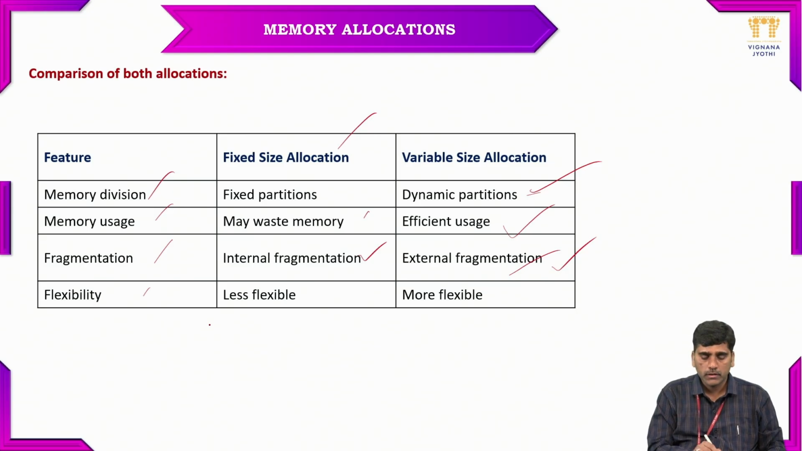And flexibility. Fixed size allocation is less flexible. Why? Because it always checks each and every block size. When all processes enter the blocks, more than one block is wasted, more size is wasted. So we cannot say it is flexible. In variable size allocation, it is more flexible compared with fixed sized allocation.